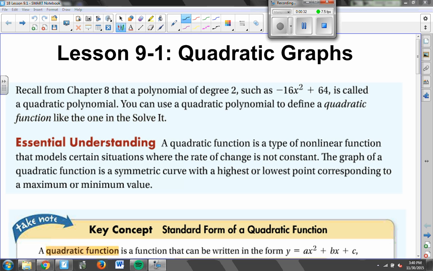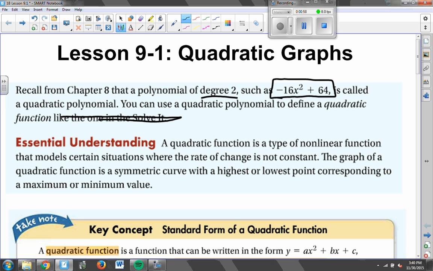Okay, so remember from chapter 8 that a polynomial of degree 2 like this one, negative 16x squared plus 64, is called a quadratic polynomial. So degree 2 means a quadratic. And we are going to use quadratic polynomials to define a quadratic function like the one in the solver, which we did not do. Okay, so a quadratic function, as we can see right down here, is a type of non-linear function that models certain situations where the rate of change is not constant.